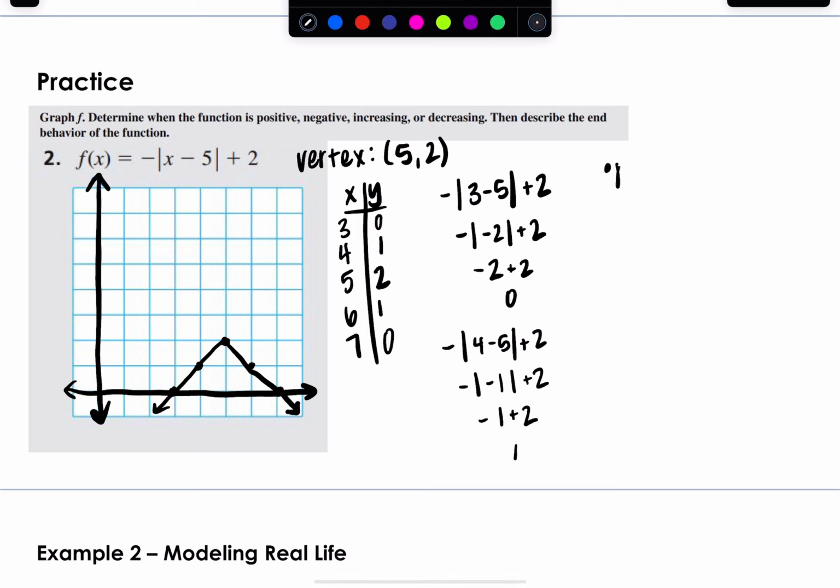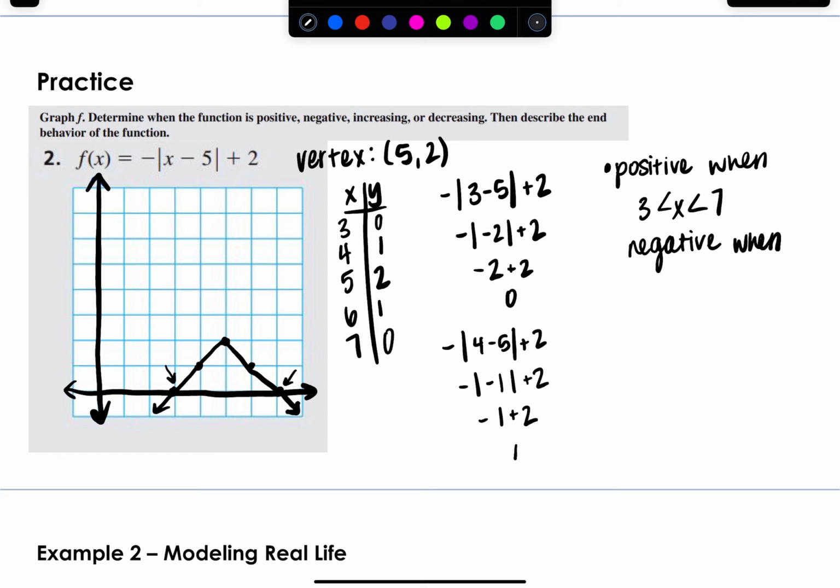So first we have positive. So I'm above the x-axis from here to here, right? So when x is between 3 and 7. So we'll say 3 is less than x, which is less than 7. Negative, we're below the x-axis. On the other sides of that, so when x is less than 3, and when x is greater than 7.